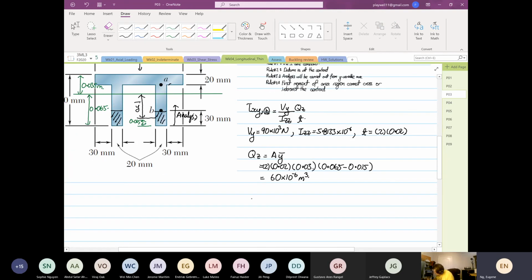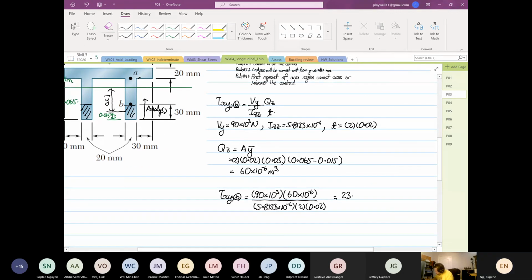So from here, immediately your shear xy at point B is equal to V, which is 90 times 10 to the power 3, and then VQ is 60 times 10 to the power minus 6, divided by I, 5.8133 times 10 to the power minus 6, and then the thickness is twice 0.02. So this will be equal to 90 power 3 times 60 power minus 6 divided by 5.8133 power minus 6 divided by 2 times 0.02. So it's equal to 23.222 times 10 to the power 6 Pascal.